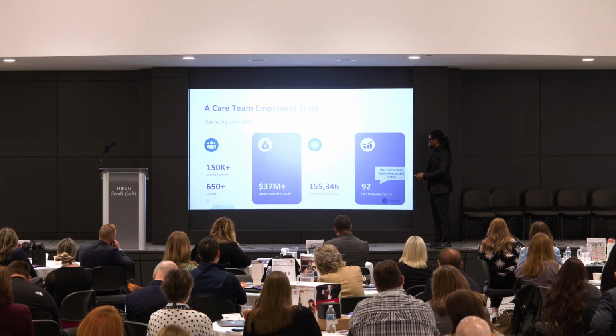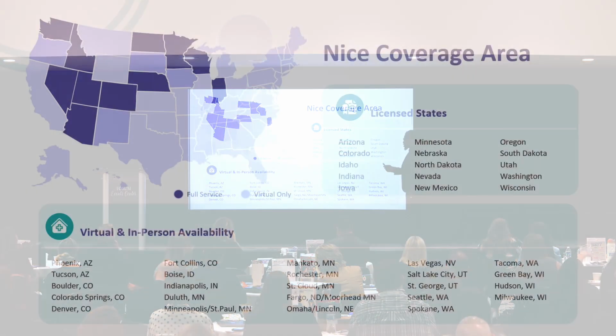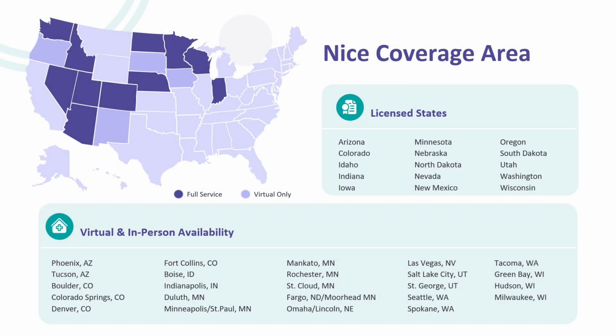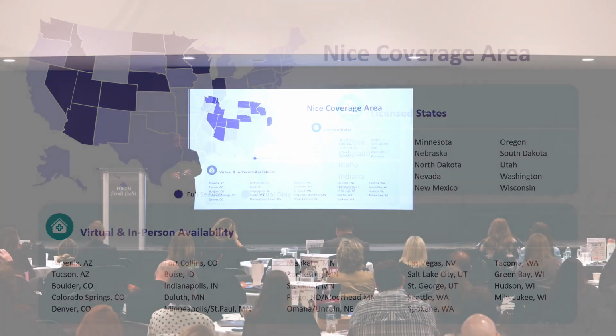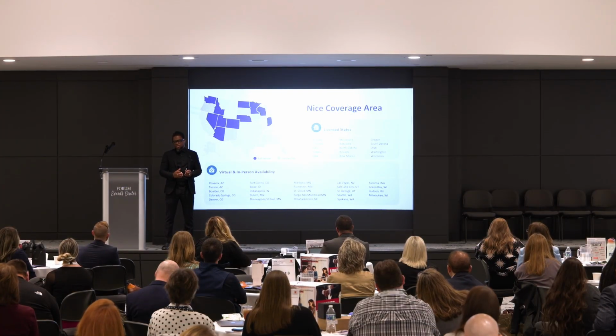Let's see here. Where am I going here? All right. So now we're in all these states in the dark purple. The light purple is where we only do our virtual care. For us, what we call our in-person visit, that's the key differentiator of Nice Healthcare. It's the part that's really replacing a lot of what goes on in the clinic. It's the part that people think is magical.